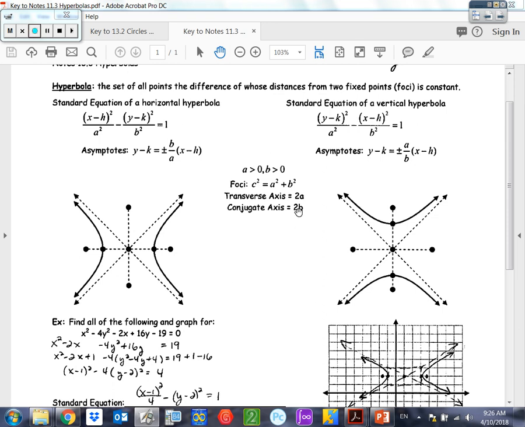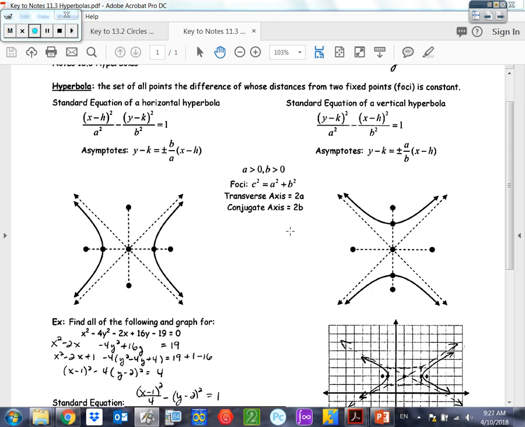The lengths of the axes are 2a and 2b, just like the lengths that we found with ellipses, just 2 times a and 2 times b. Those are the lengths of those axes. And the last thing that I want to talk about actually is the asymptotes.